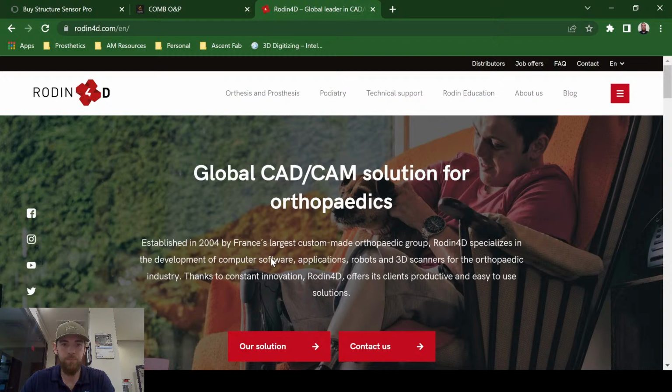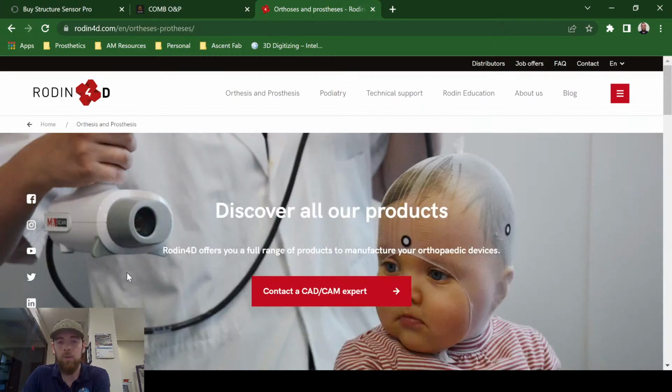Looking at their M4D scan, you are attached to a computer at all times, so it does limit you in some senses. But what's nice about some of these software and hardware solutions is that when you have the patient model in front of you, such as a squirmy baby, they can be moving around slightly, and you can still track that same scan within, you know, less than a millimeter of accuracy.